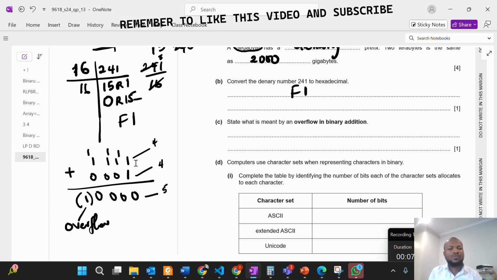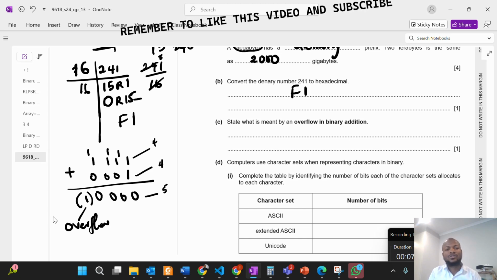Okay, it is the overflow. So most of the time, this results in an incorrect result, because this overflow is discarded and only the remaining number is left. And if you look at this number, this is an incorrect result. So that is what overflow means.